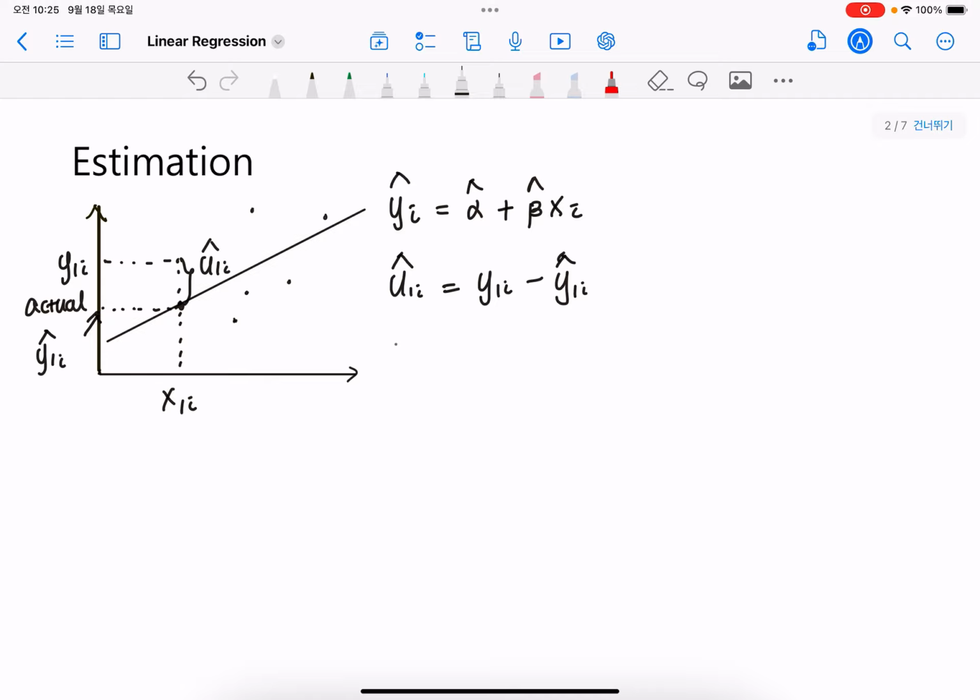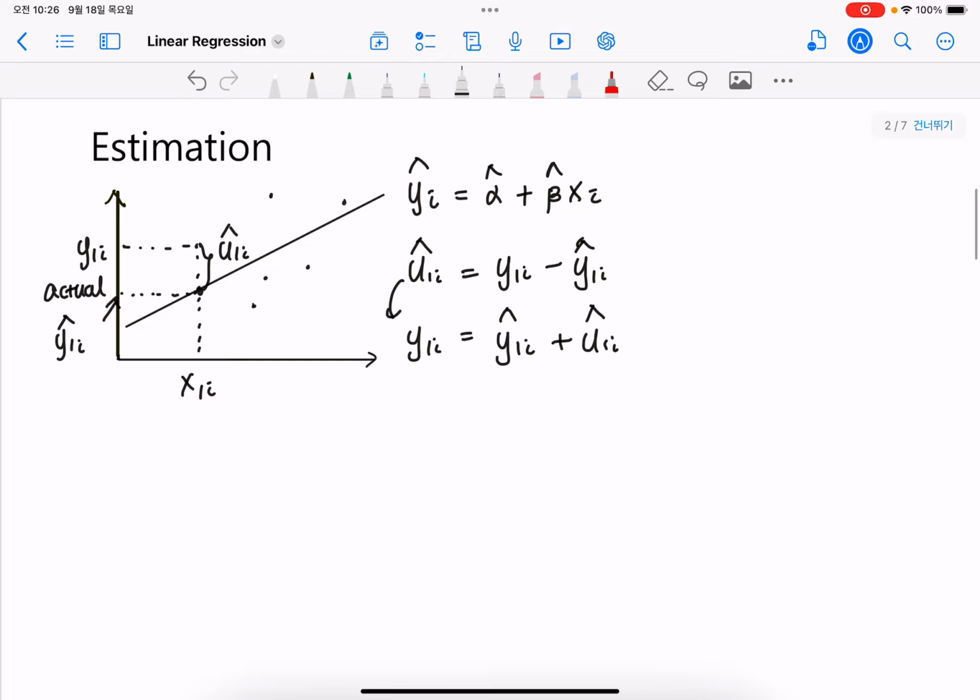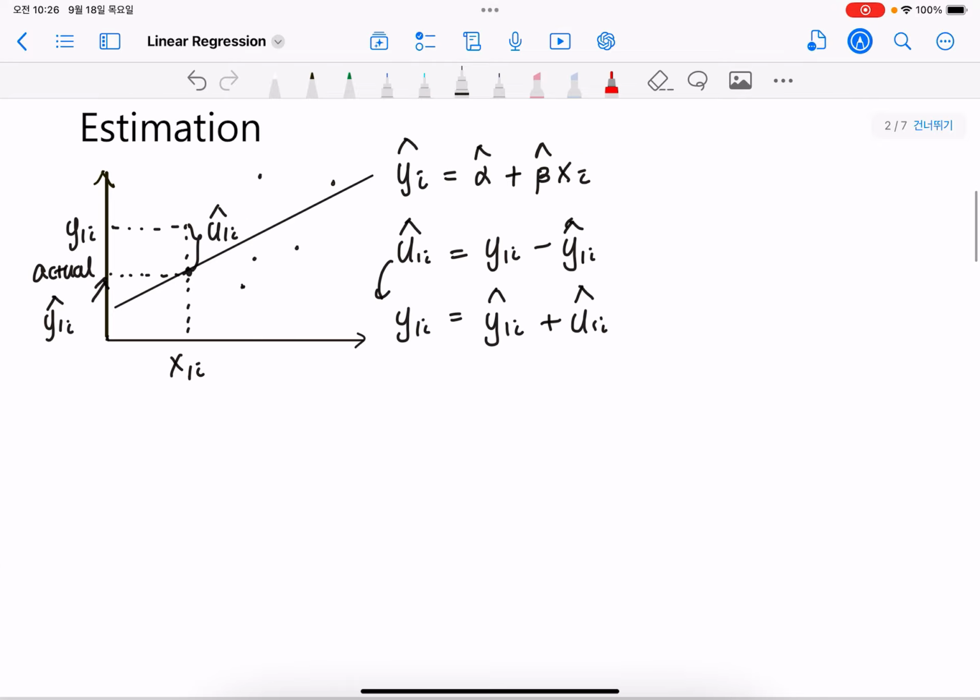Other way we can express y1i is, it's just a repetition, but just putting numbers in different sides. y1i is going to be the sum of y1i hat plus a u1i hat, right? And the purpose of the regression is to minimize the sum of ui hat squared. So I said this is the sum of the squared residual, right?